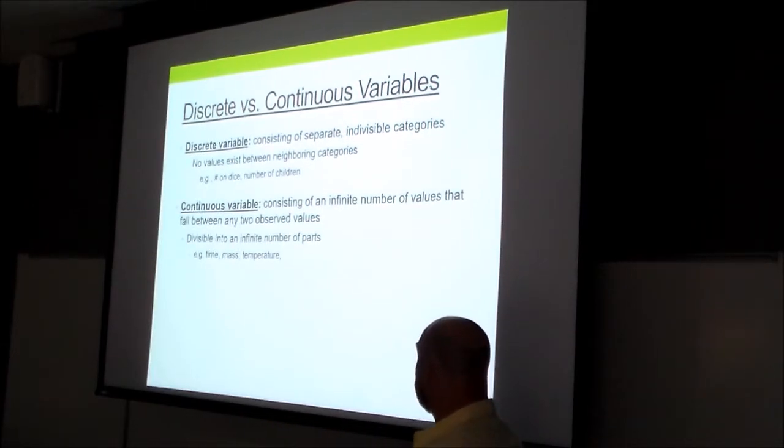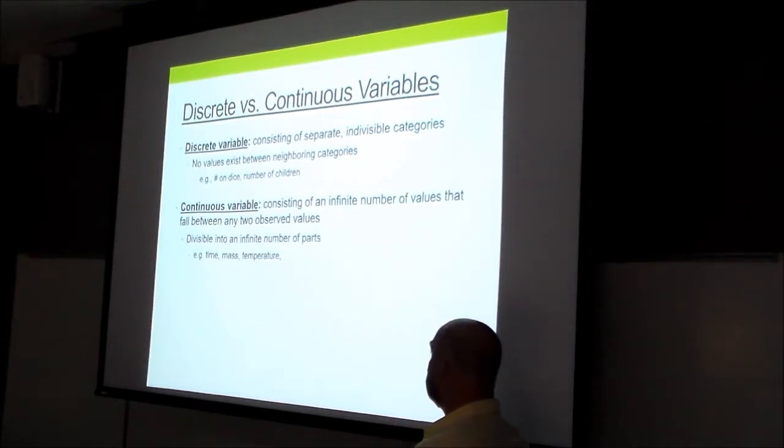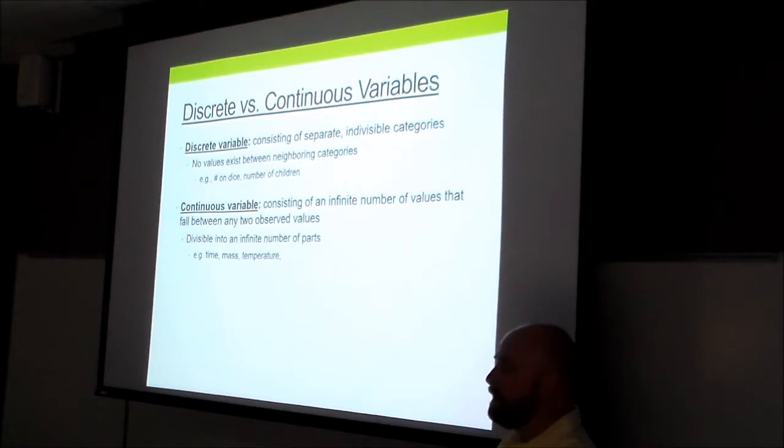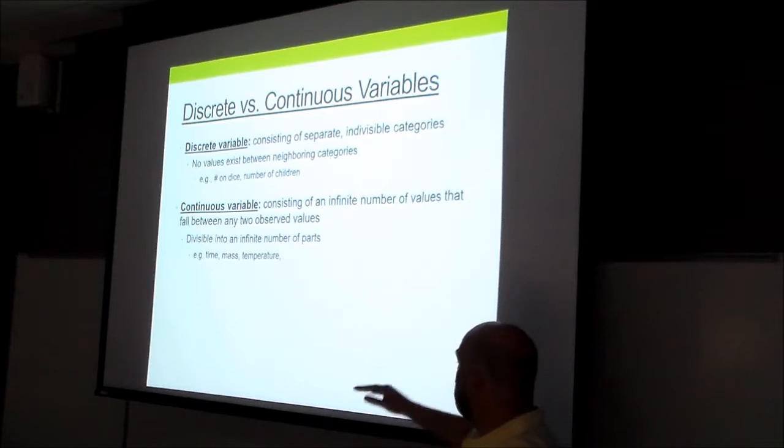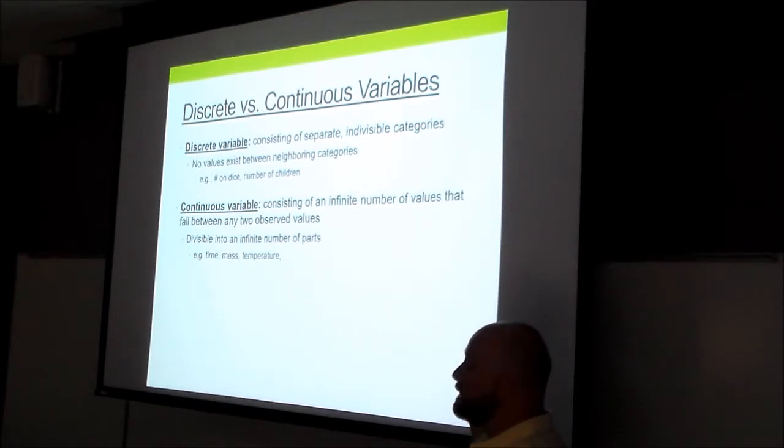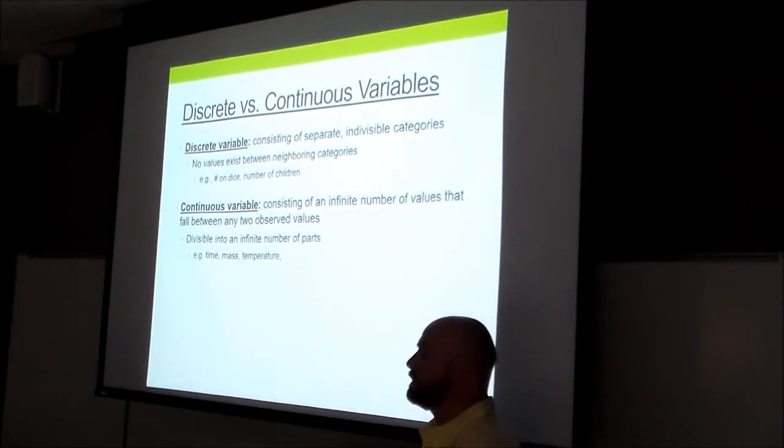Different than our continuous variables, these are variables that have an infinite number of values. Depending on the precision of my instrument, I can continually go down through to the 10th decimal place and start to determine the discrepancy between X and Y, right? Infinite number of parts: time, mass, temperature, right? Length, distance, right?